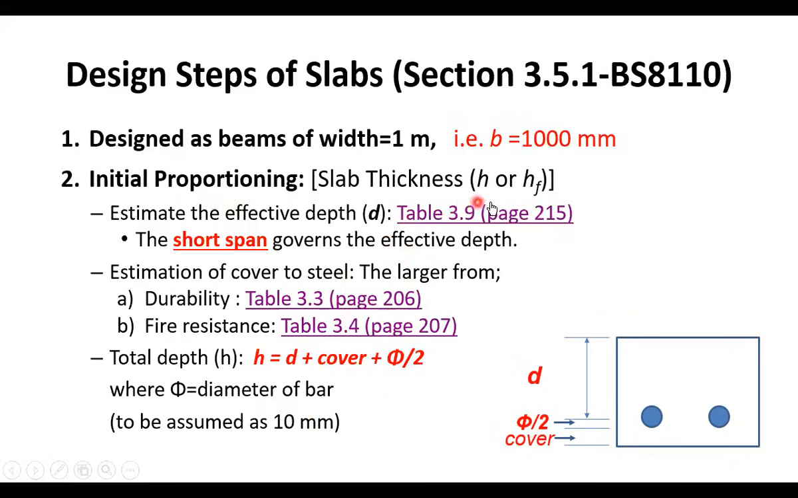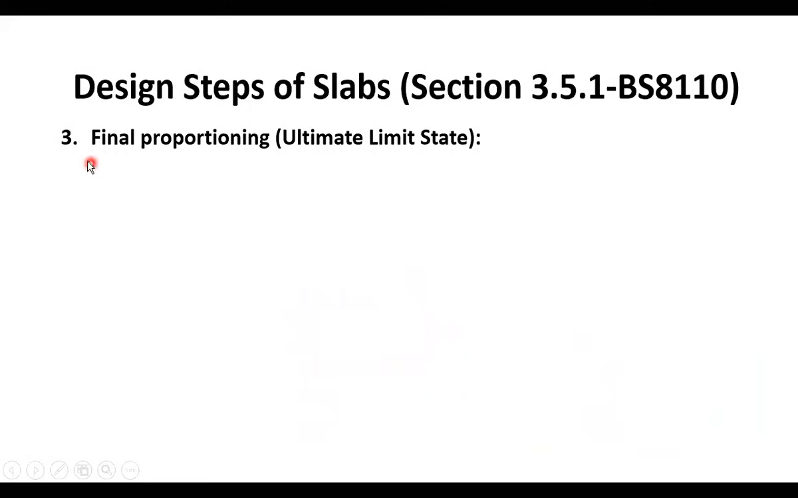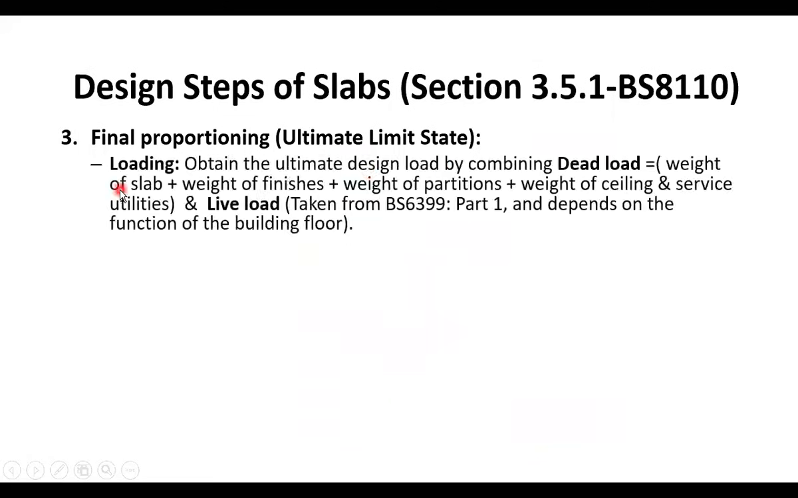Once you have the thickness, the H of the slab, you will be able to move to the second or the third step, which is the final proportion. And it is the ultimate limit state and will include calculating the loading. Loading will include dead loads, which will be like the self weight of the structure, weight of finishes, weight of partitions, if you have ceilings, surfaces, and so on. In addition to that, you have also the live load, which is taken from the BS 6399 part 1 code and depends on the function of the building.